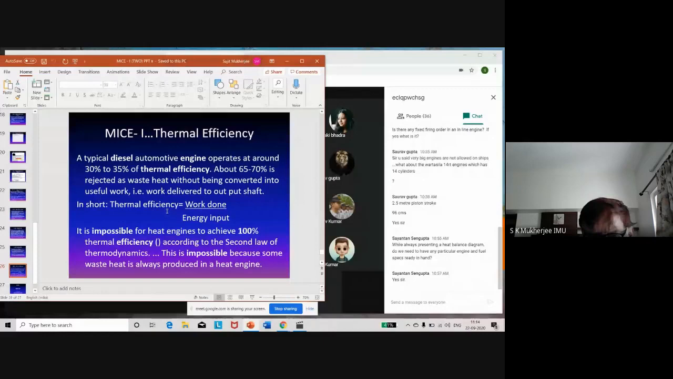In short, thermal efficiency is equal to work done upon the energy input. It is impossible for heat engines to achieve 100% thermal efficiency. I think that is old hat, old story. According to the second law of thermodynamics, this is impossible because some waste heat is always produced in a heat engine. The engine itself absorbs some of the heat. If no heat was absorbed by the engine, then we could have converted it all to power. But that is practically impossible. So the output is only 40% where you get efficiency. All right.